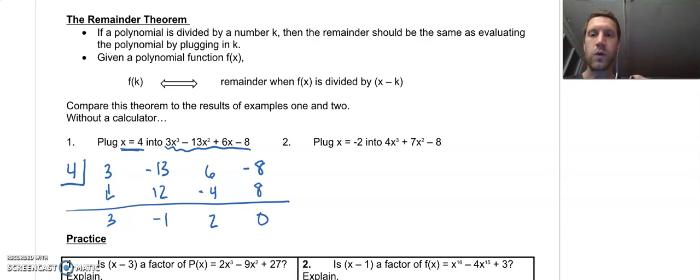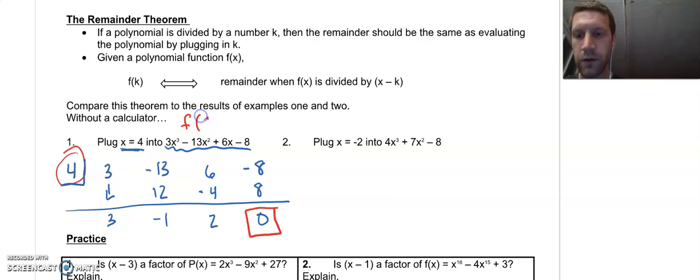Okay, so the remainder theorem tells us that whatever number you're putting in the box, if you plugged that in for x, your output would be the remainder. So what this is telling us is f of 4 is equal to 0. You guys can go ahead and check that with a calculator, plug in 4 for all the x's, but what you're going to find is f of 4 is equal to 0.